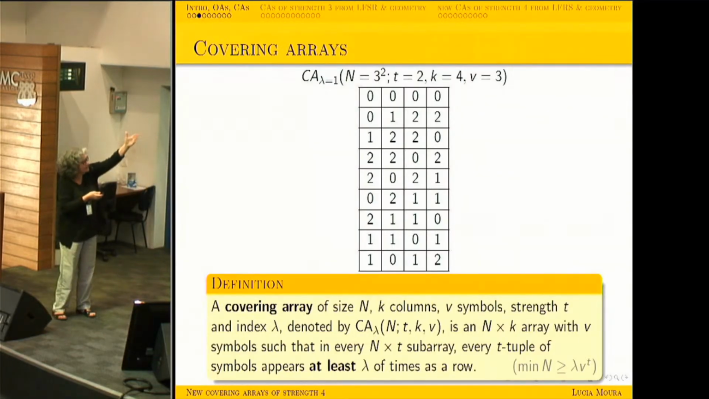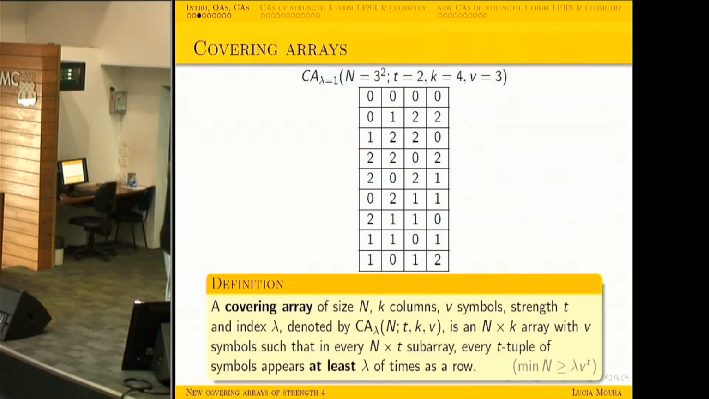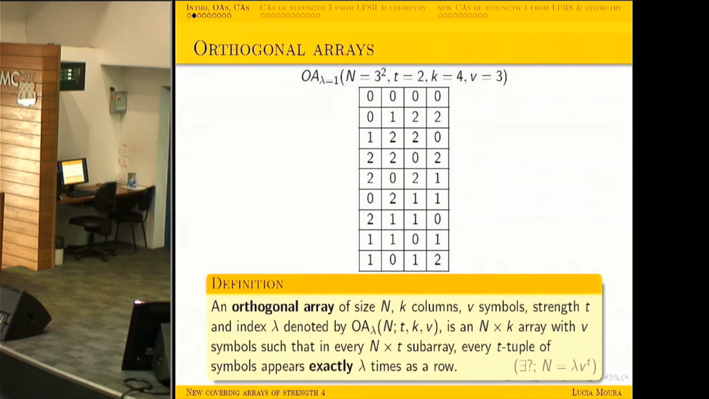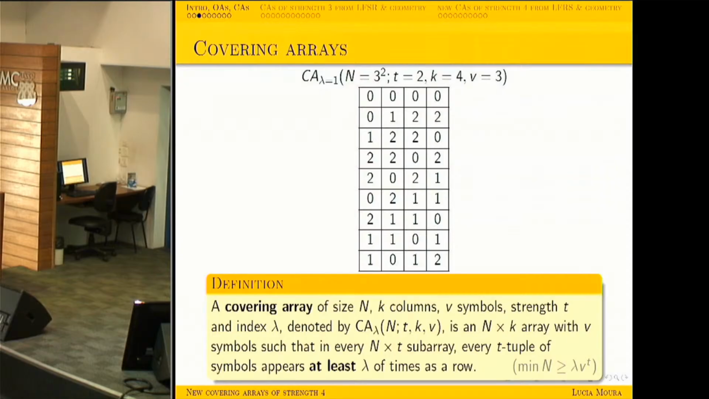I will show you, this is not a typical example, right? In the orthogonal arrays, my number of rows n has to be exactly the number of repetitions you need, which is a constant lambda v to the t, or if lambda is 1, is v to the t. But for the covering array, you may have more, right? You need at least those, but you may have more rows.